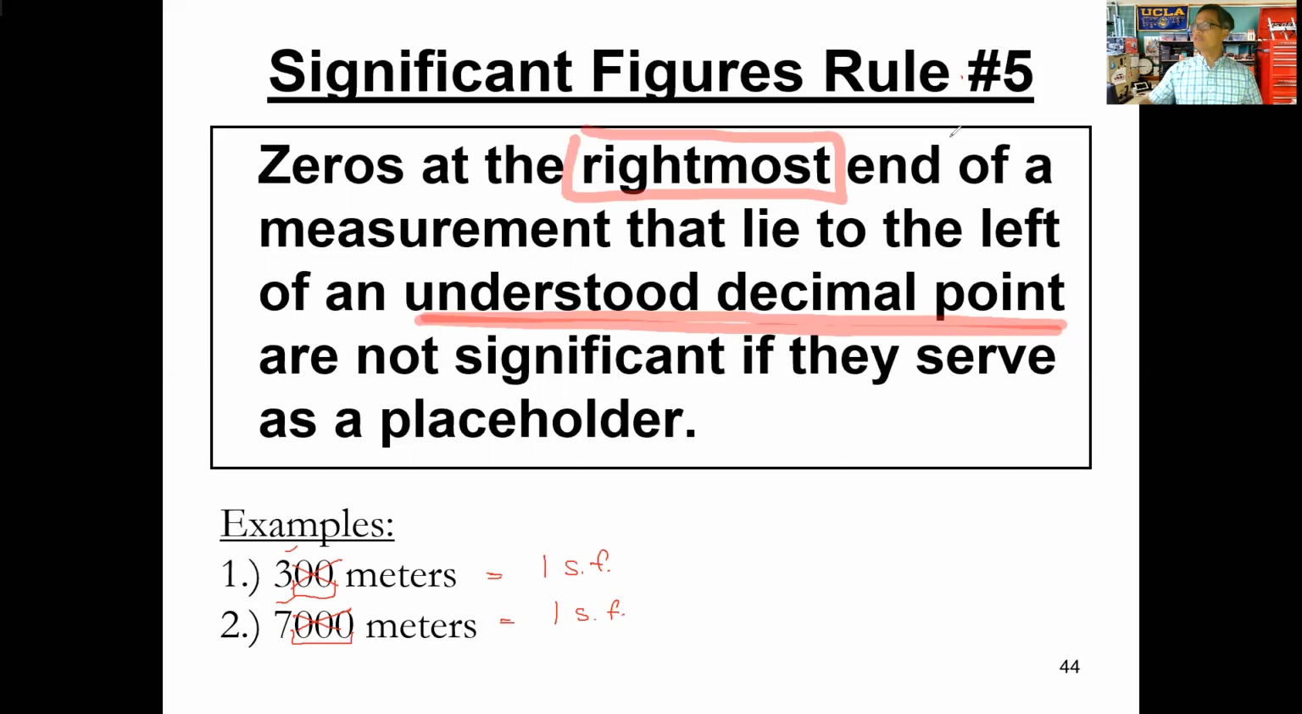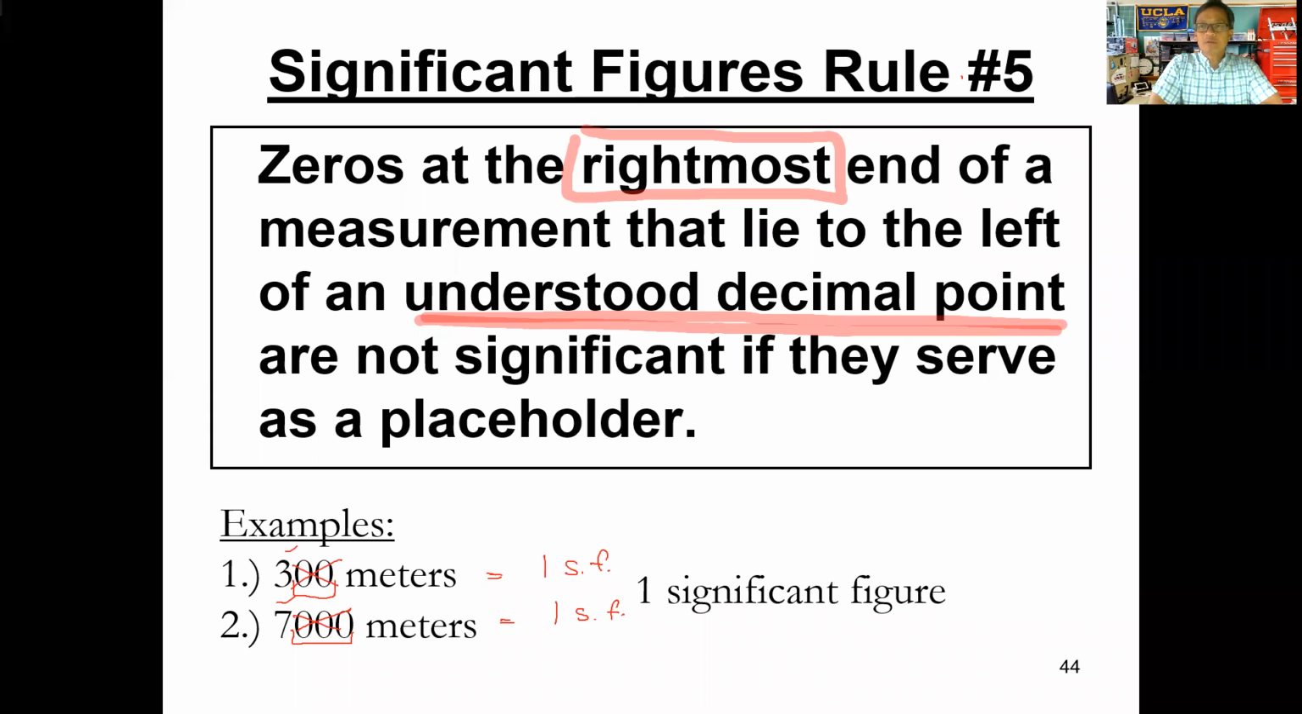This number here also has only 1 significant figure. So both of these measurements only have 1 significant figure, even though they have trailing zeros. I call these rightmost zeros trailing zeros. Even though they are there, you only have 1 significant figure. Why? Because there's some ambiguity in this. That doesn't mean that those zeros are not significant.